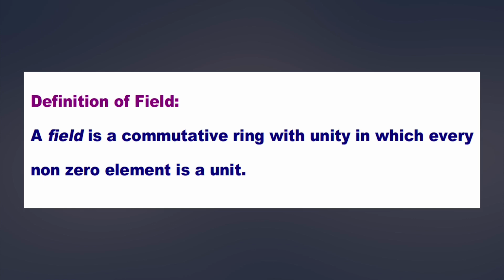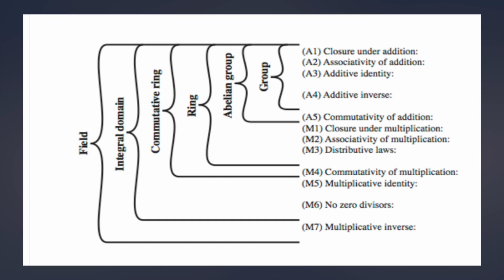Let us move on to another important part of this module, which is field. The definition of the field is, a field is a commutative ring with unity in which every non-zero element is a unit. We have already seen about rings in detail in some of the previous modules, but this structure will help you to understand the rings better.